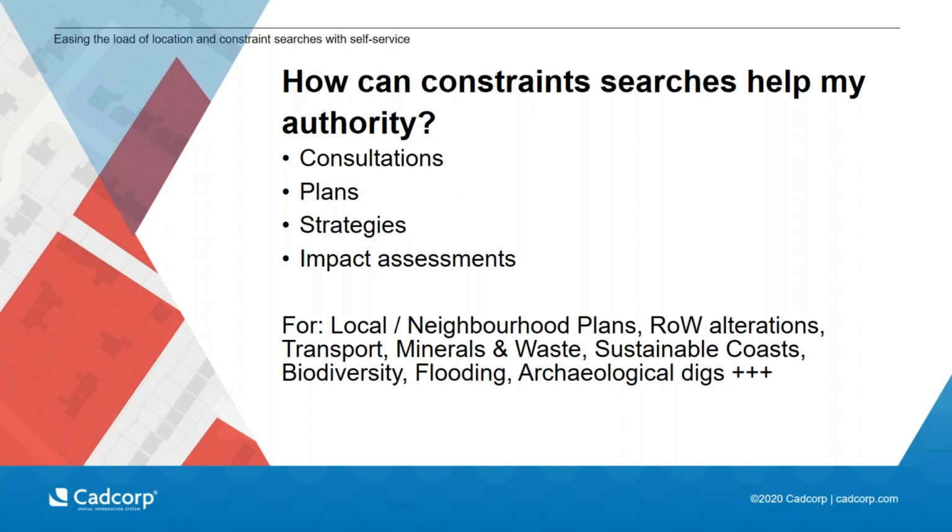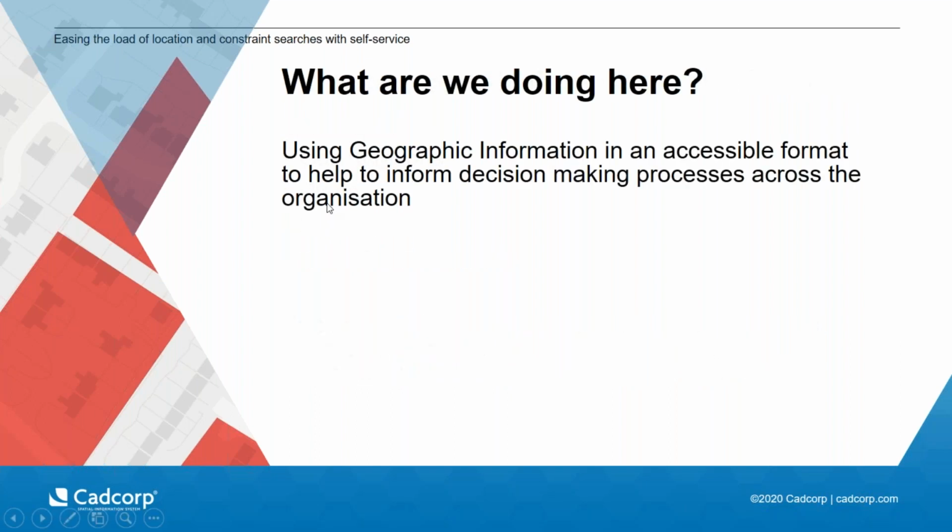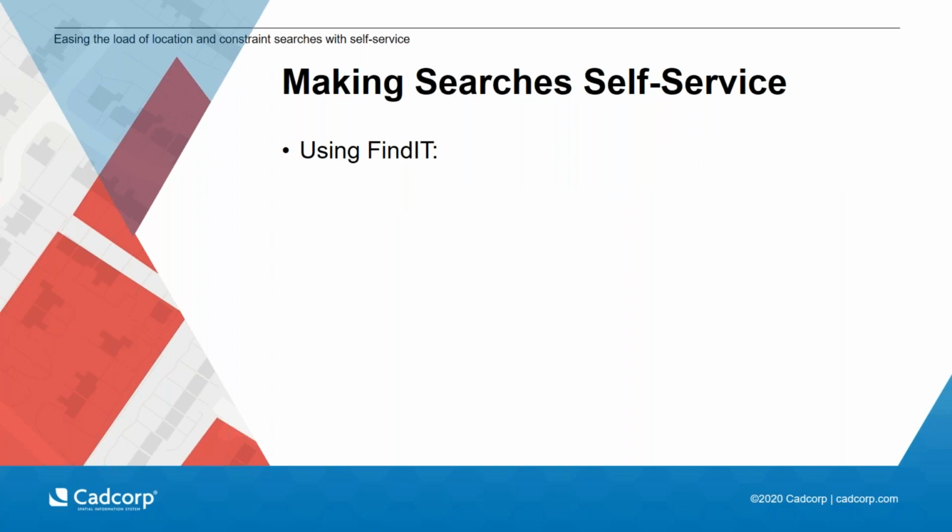So what we're saying today is that the simple Find It tool, the technology, can be utilised across the organisation. It's not just a tool for planning and land charges. So what are we doing using this tool? We are using geographic information in an accessible format to help inform decision-making processes across the organisation. Also, we are making searches self-service with Find It, so that anyone within your organisation and indeed outside of your organisation can access information.